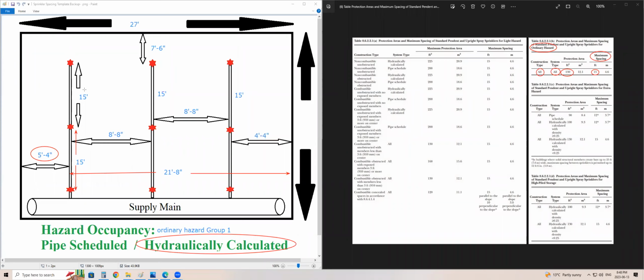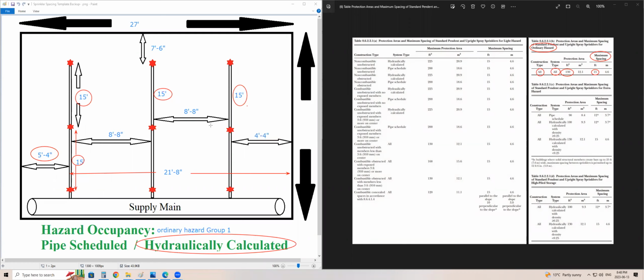Why is that? That is because of this bad boy right here. Me as a fitter, I came in, I'm like, all right, we're going to go 15 feet along the branch lines. 15 feet, 15 feet, 15 feet. That's cool. And then I did my math for 130 square feet and I said, okay, I now know I need to be 8'8" between branch lines, from left to right.